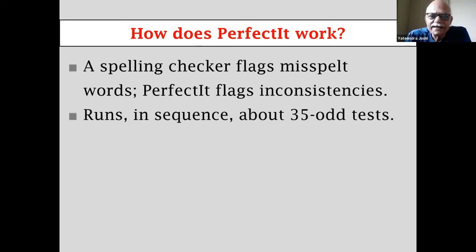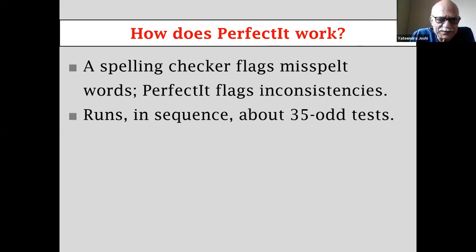So it runs about 35 odd tests. We'll come to that in a bit. So one after the other, it will keep running these tests. And it will open a panel on the left side of your Word screen. And you will know what is happening at any one point, what test it is running, whether it has flagged any inconsistencies, if it has, how many of them there are, and what they are. And then it's up to you whether you want to click fix, or you just want to make a note of that, or whatever.